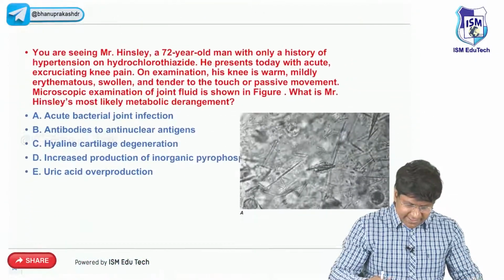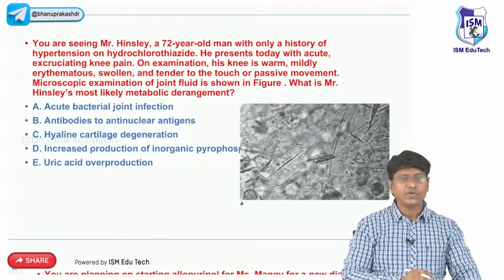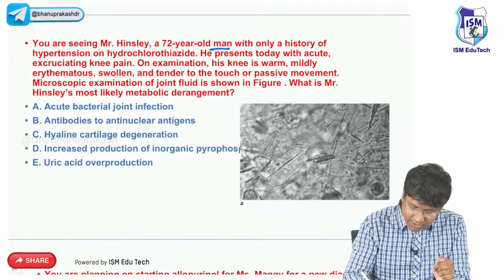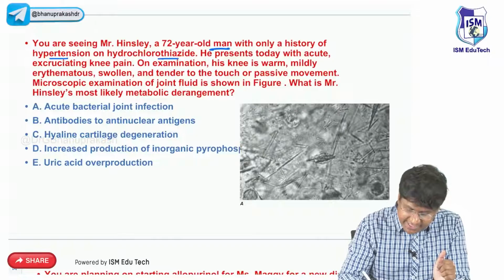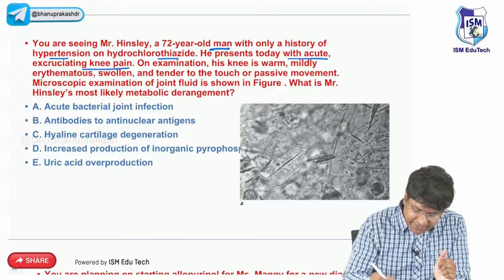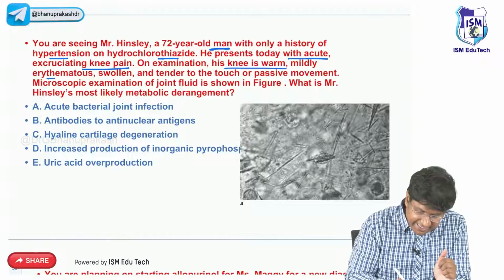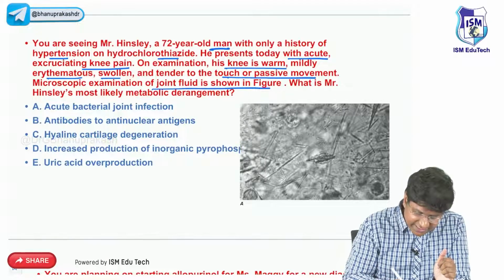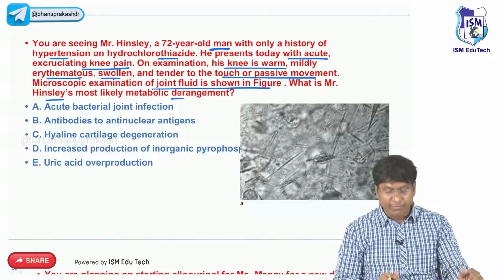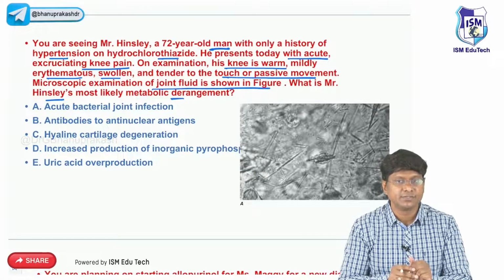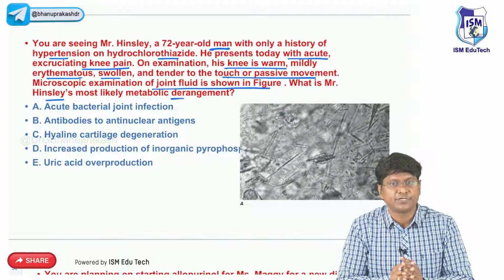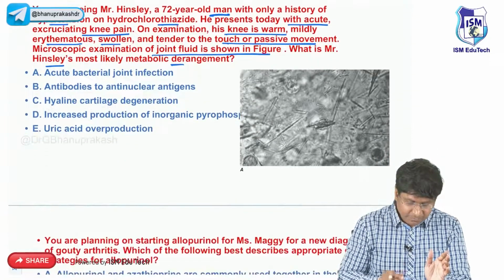And one last topic for the discussion will be, yes, okay, you are seeing Mr. Hensley, a 72-year-old man with only a history of hypertension on hydrochlorothiazide. He presents today with acute excruciating knee pain. On examination, his knee is warm, mildly erythematous, swollen, and tender to touch or passive movement. Microscopic examination of the joint fluid is shown in the figure. What is Mr. Hensley most likely to have? Metabolic derangement, acute bacterial joint infection, antibodies to anti-nuclear antigen, hyaline cartilage degeneration, increased production of inorganic pyrophosphate, or uric acid overproduction.